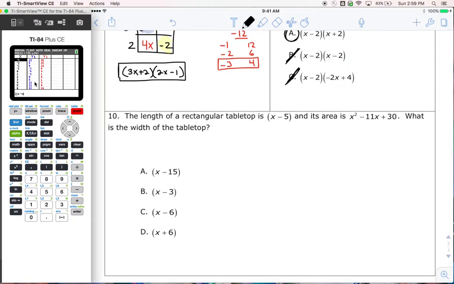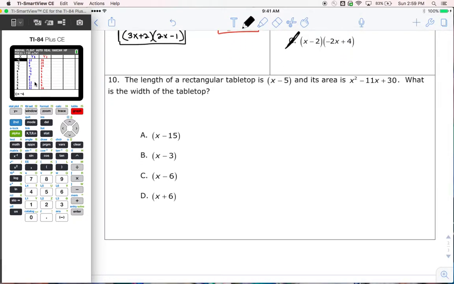Okay, finally, answer question number 10. The length of a rectangular tabletop is x minus 5, and its area is x squared minus 11x plus 30. What is the width of the tabletop? Well, let's talk about this. Area, we know is base times height, or in this case, length times width. So let's think about this. They tell us the length is x minus 5. So x minus 5 times the width, which we don't know what it is, should give us this area, x squared minus 11x plus 30.